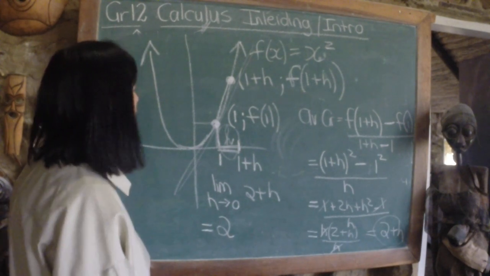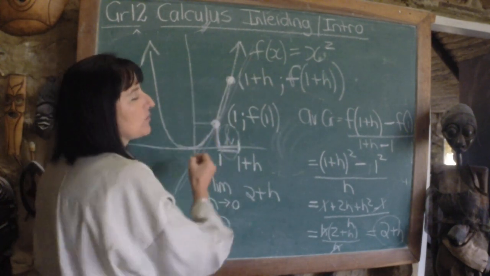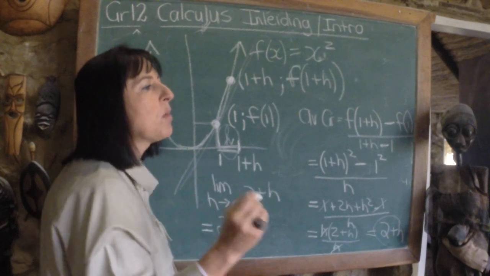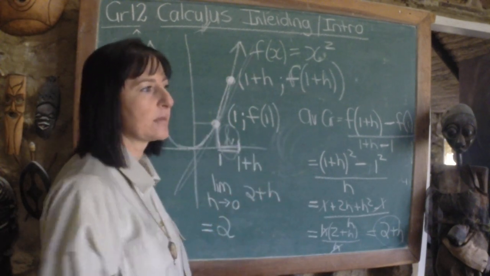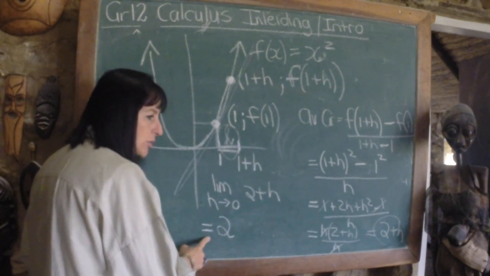So, the average gradient between 2 points that's almost the same point will be 2.